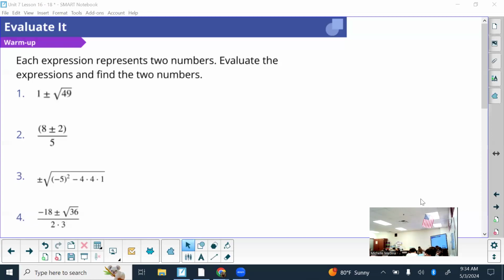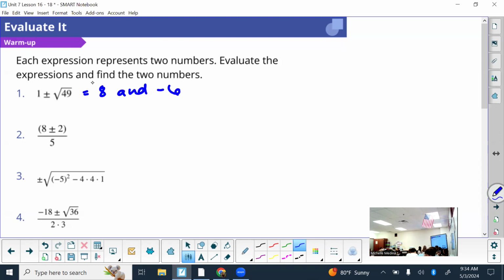Okay, so table 8, what did you get as your final answer for number 1? 8 and -6, so let's see if that's correct. For this first part of the warm-up, it says in the directions that there should be 2 numbers. If you only found 1, then you probably forgot the plus and minus part.